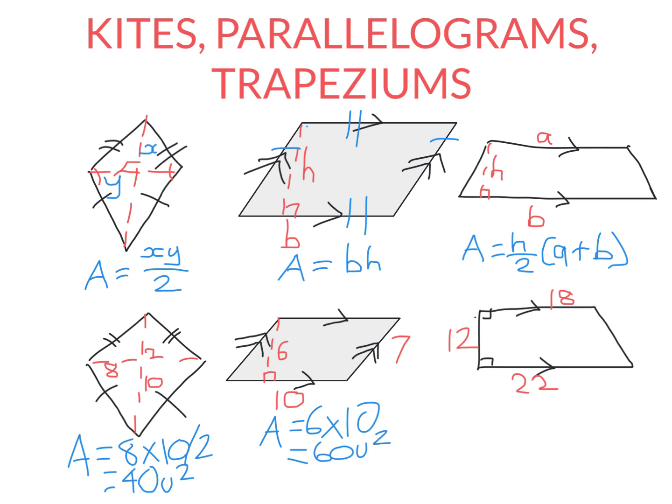So here we have an example of a trapezium. I know it's a trapezium because there's only one pair of parallel lines. So the area of a trapezium, we take the perpendicular height divided by 2, and then we multiply by the sum of the two parallel sides. So it's 6 times by 40, which gives us 240, and again, I'll write units squared. All right, let's now look at some harder problems.